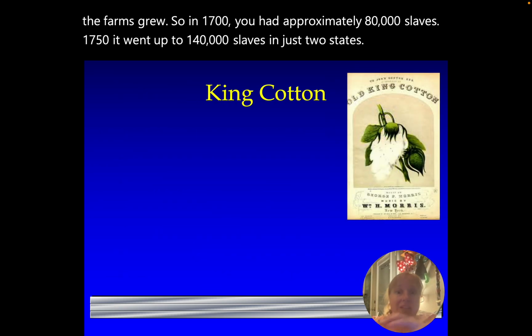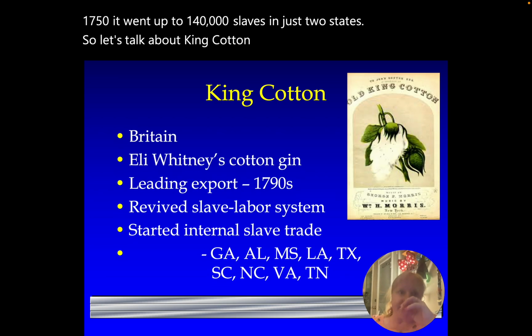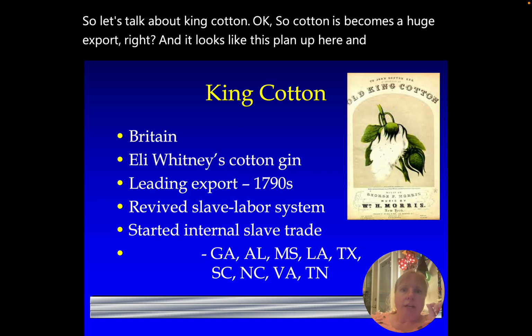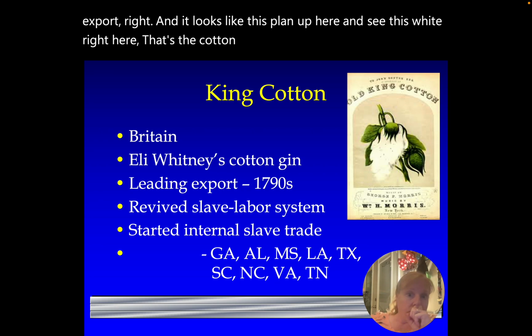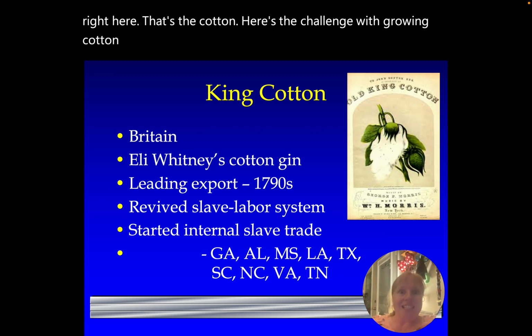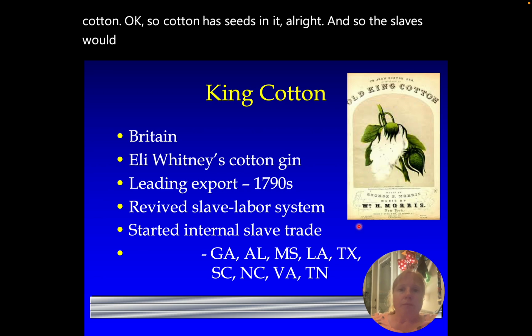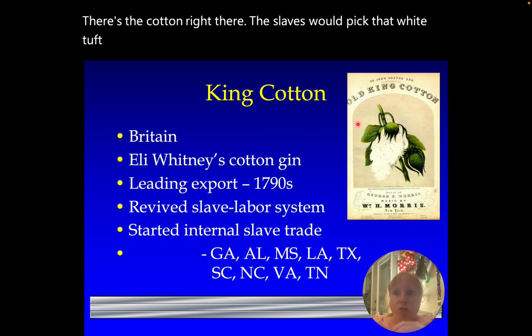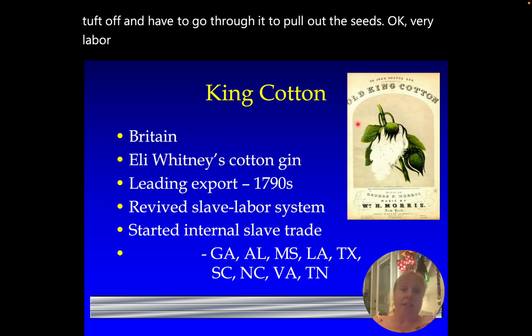Okay, so let's talk about King Cotton. Okay, so cotton becomes a huge export, right? And it looks like this plant up here. And see this white right here? That's the cotton. Here's the challenge with growing cotton. Okay, so cotton has seeds in it, all right? And so the slaves would, there's the cotton right there. The slaves would pick that white tuft off and have to go through it to pull out the seeds, okay? Very labor intensive. So it slowed down the production of it.